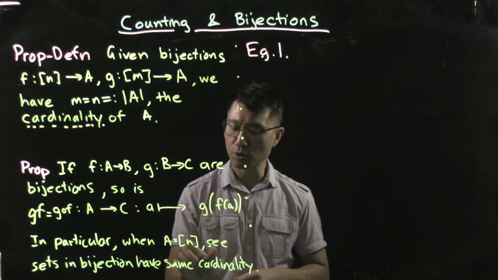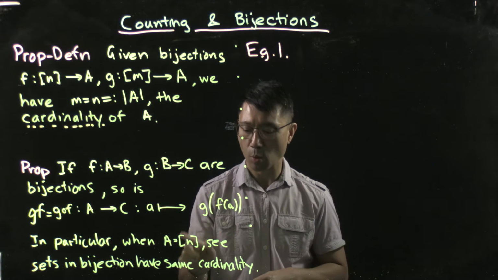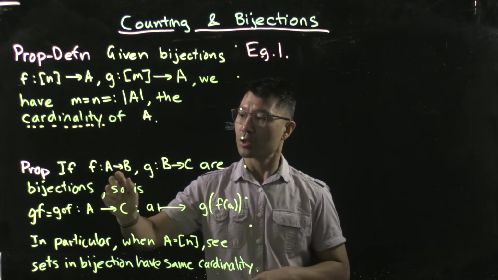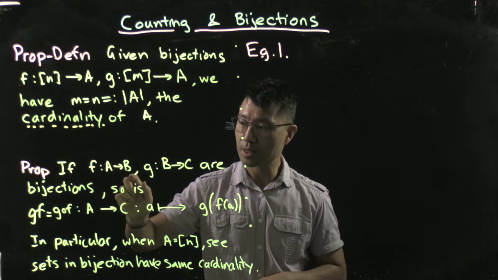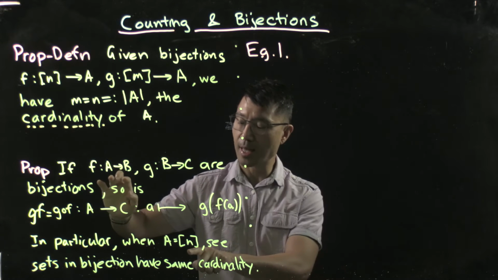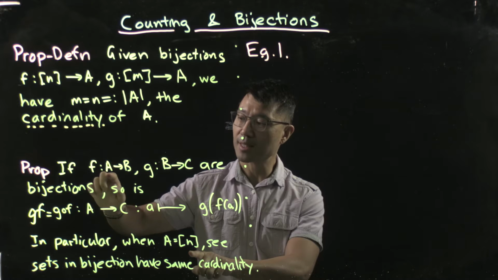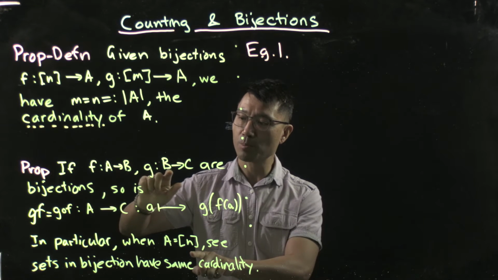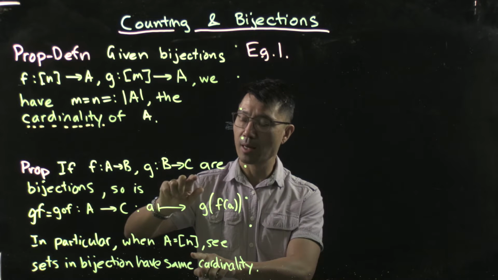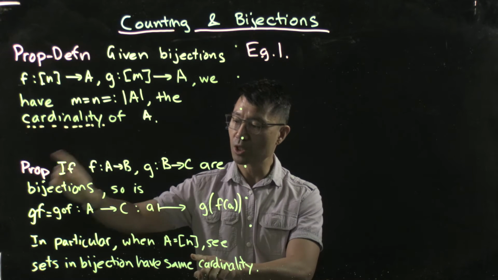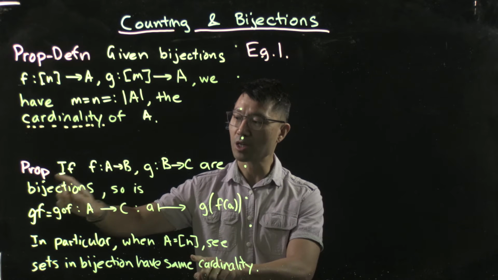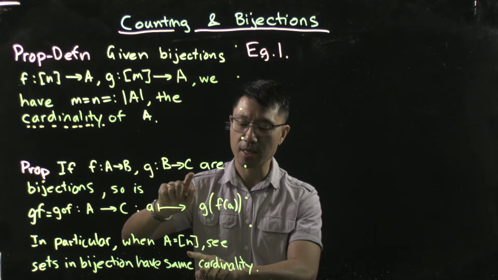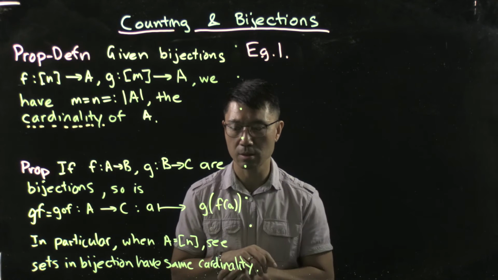So let's look at the special case where A is going to be one of our counting sets, 1 up to n. If you have a bijection from this n to this B, then that means that B has n elements. And then if you have a bijection between B and C, that means that by this proposition, this first part, you have a bijection from A to C. So you have a bijection from this bracket n to C. So that means that C also has n elements.